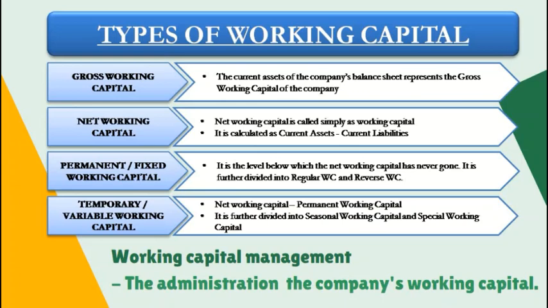So here, the current assets on the company's balance sheet represent the gross working capital of the company. Gross working capital is the summation of the company's current assets. Ibig sabihin, ito po yung kabuuang asset ng company. So these are the assets that are converted or convertible to cash within a year or less. Gross working capital includes assets such as cash, accounts receivable, inventory, short-term investments, and marketable securities.